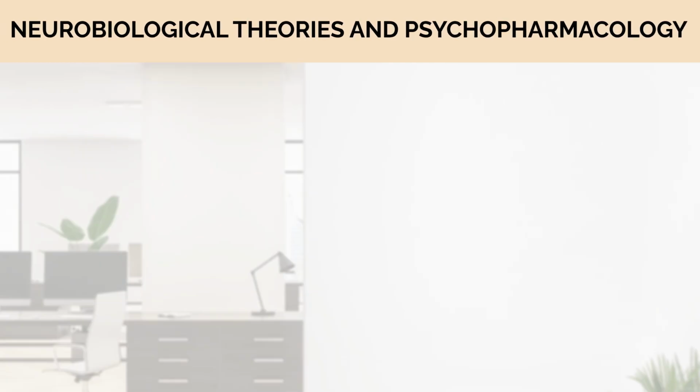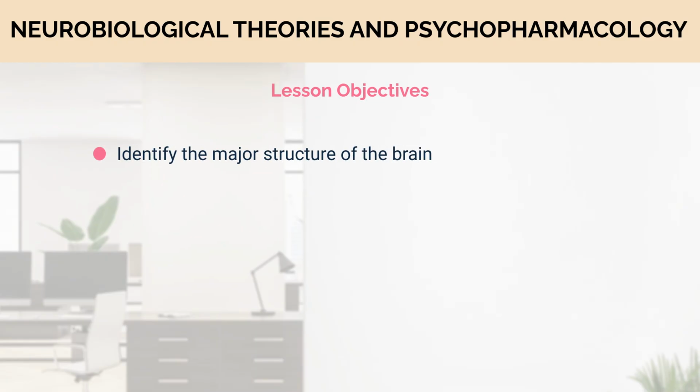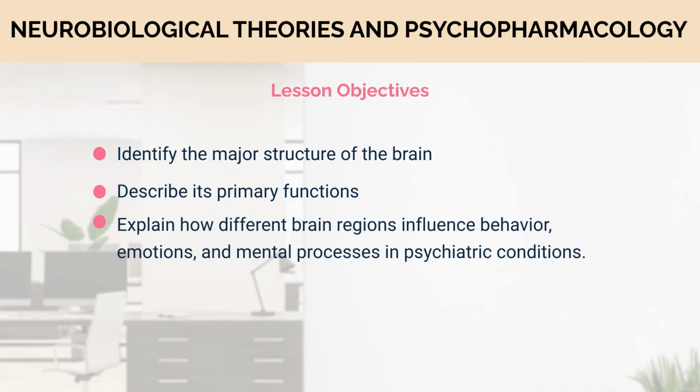Now, building on this foundation, we can move forward to the next topic: neurobiological theories and psychopharmacology. By the end of this lesson, you will be able to: 1. Identify the major structures of the brain. 2. Describe their primary functions. And 3. Explain how different brain regions influence behavior, emotions, and mental processes in psychiatric conditions.